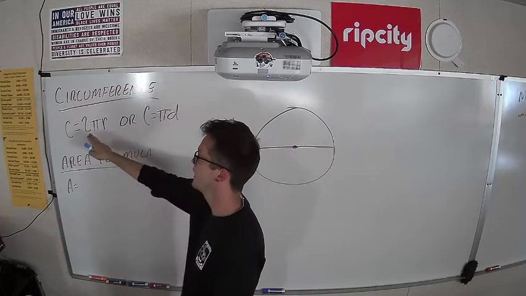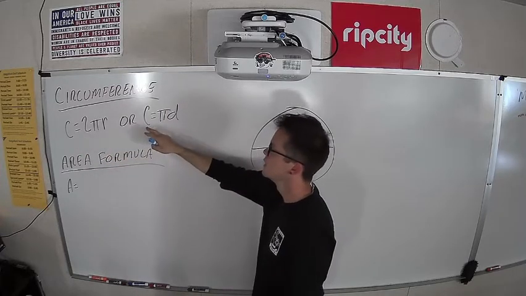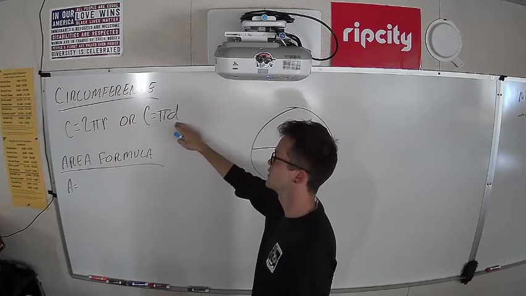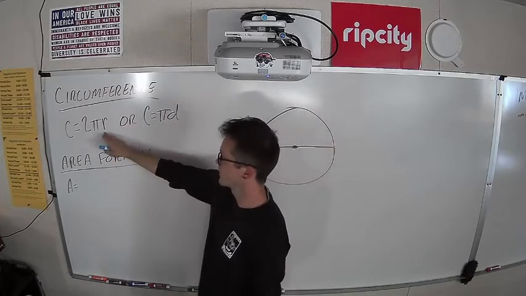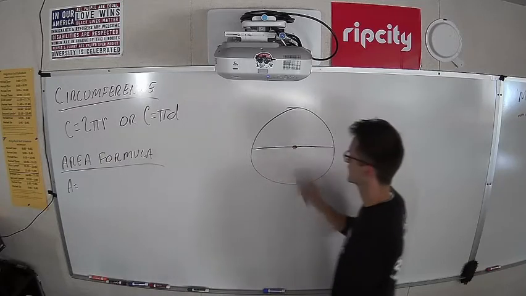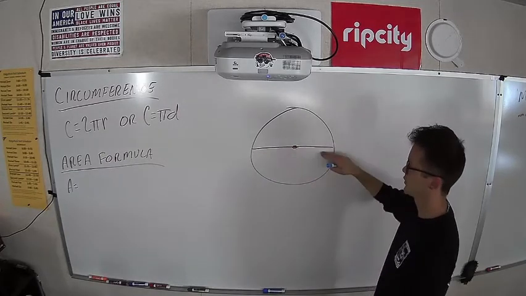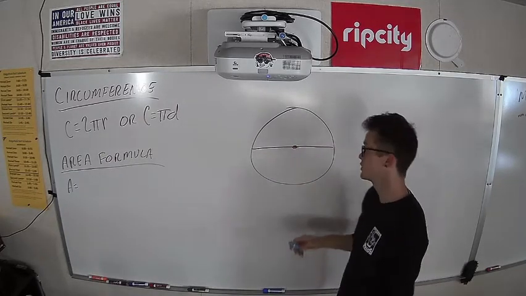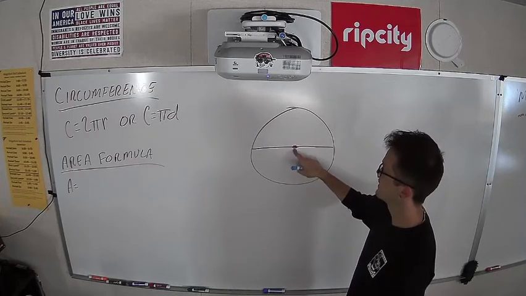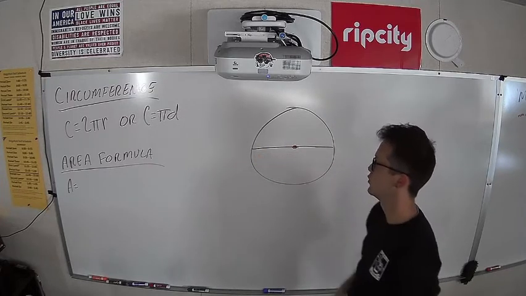The circumference of a circle can be found by doing 2 times pi times r, or the circumference is pi times your diameter. And of course, r here is your radius. So if we're looking at a circle, we know that the diameter is this line that goes all the way across and also through the center. A radius is exactly half that. It's the distance from the center of the circle to one of the sides.